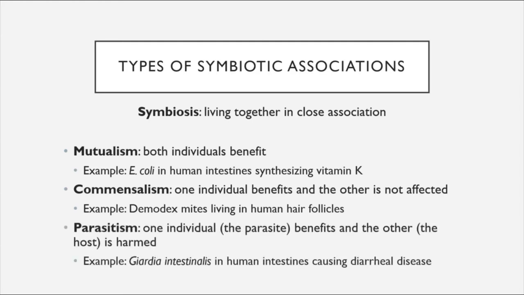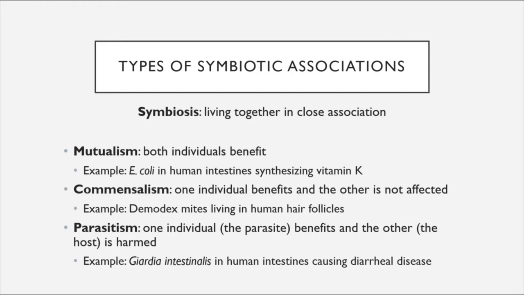Parasitism, however, is the type of symbiotic relationship wherein one individual, namely the parasite, benefits while the other one, namely the host, is harmed. For example, Giardia intestinalis is a protozoan parasite that lives in the human intestines and causes diarrheal disease. Giardia in this arrangement is clearly benefiting, while humans end up being harmed.